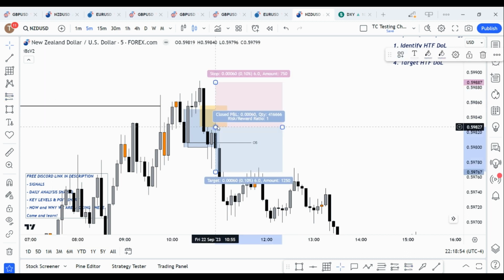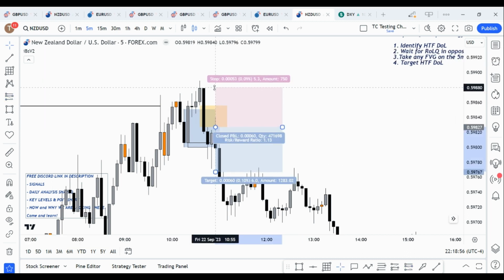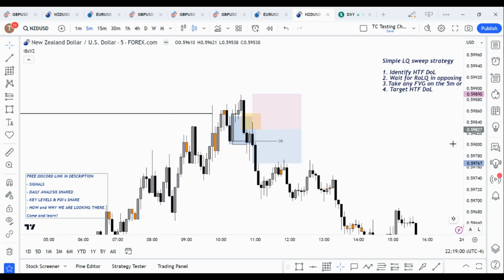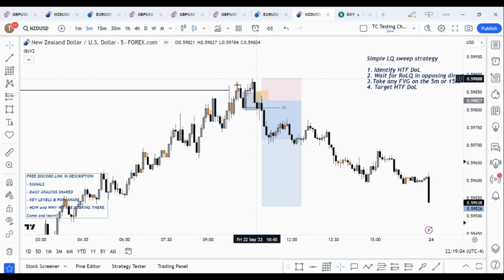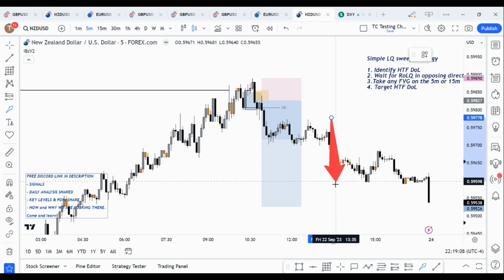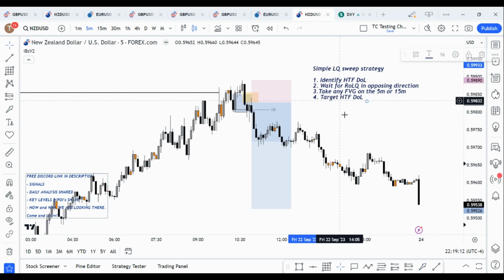So we can take our entry at the fair value gap. We can either cover this rejection block here, or we can cover the swing high. Both give you nice risk to reward. And we'll be obviously targeting our drawn liquidity to the downside. So that's basically it. That's how simple it is.